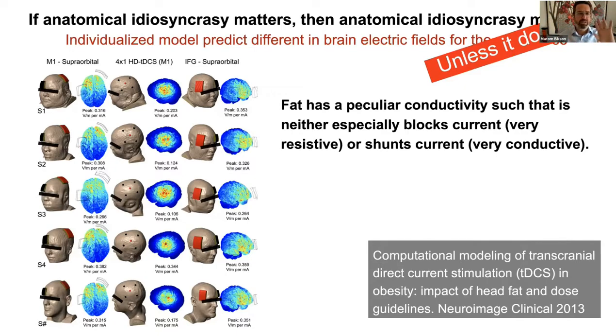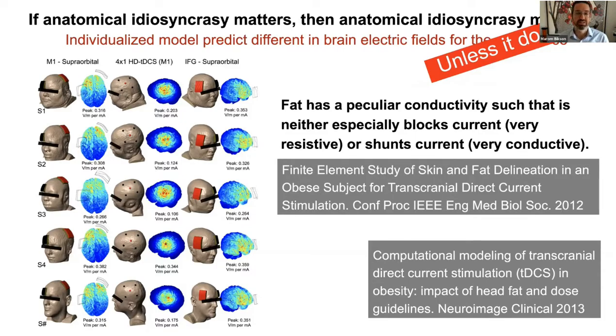And so then the question is, okay, too high is not good, too low is not good. And it turns out that fat is somewhere in the middle. It's at this point where its conductivity relative to the other structures actually means that having a bit more fat or a little less fat matters less than other things. And so this is something we unpacked.